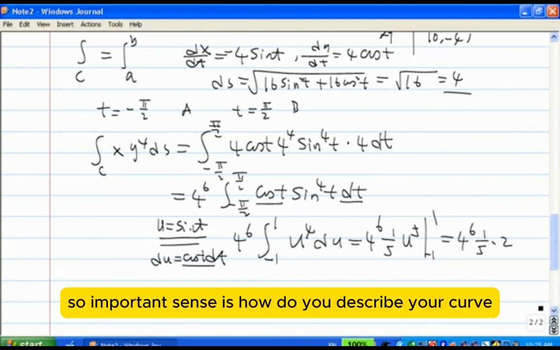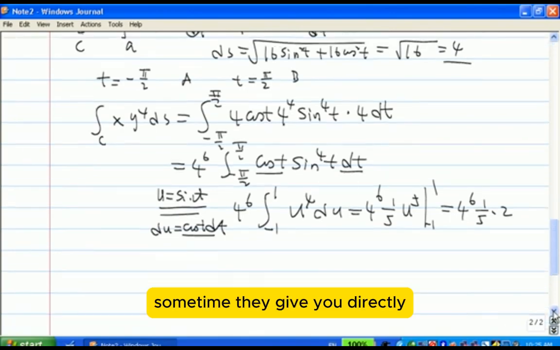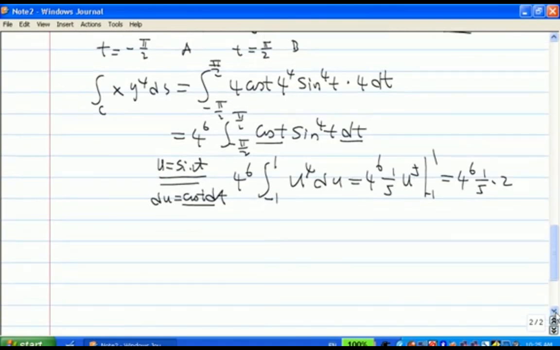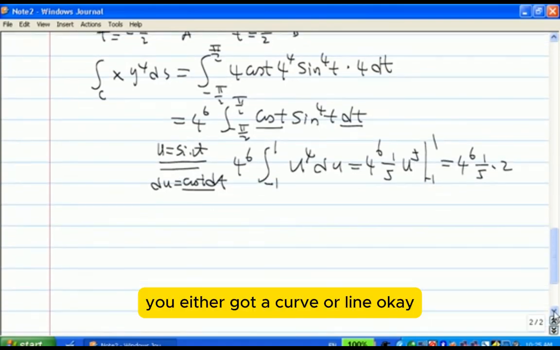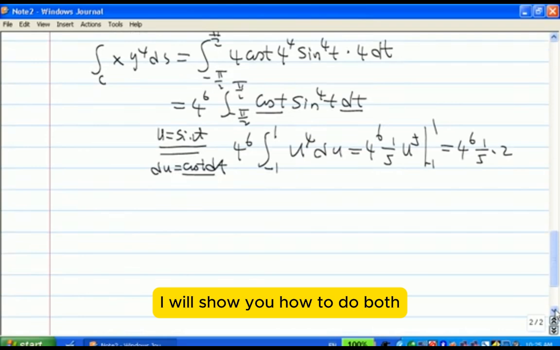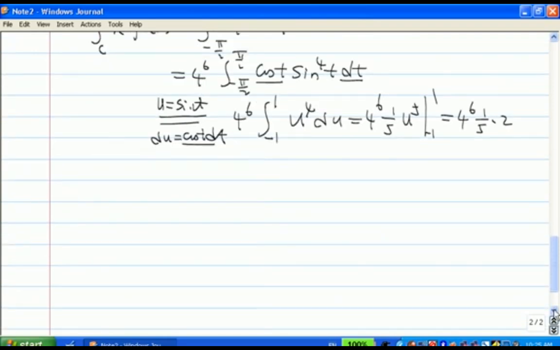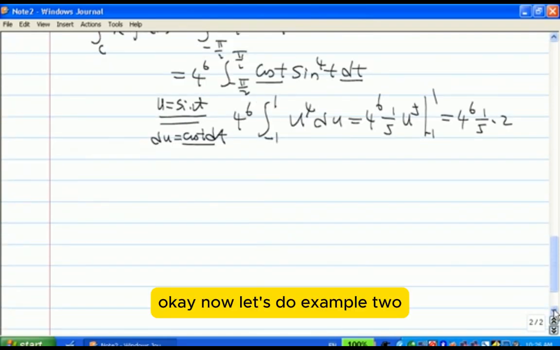So the important sense is, how do you describe your curve? Sometimes they give it to you directly. If they don't give it to you, you either have a curve or a line. Okay, I will show you how to do both. Now let's do example 2.